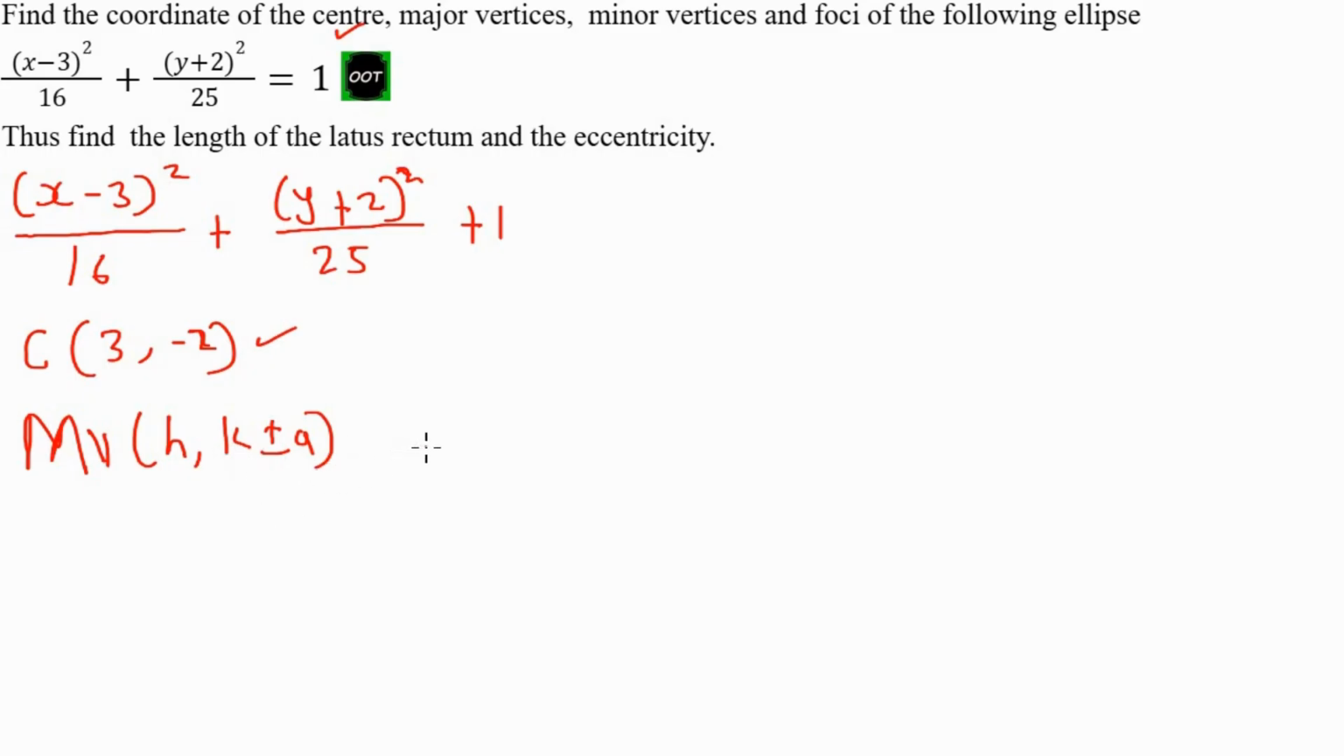So we need the value of a. Remember, a will be the largest. So we take a squared to be equal to 25, and this implies that A will be equal to 5. Then B squared will also be 16, and this also implies that B is equal to 4.